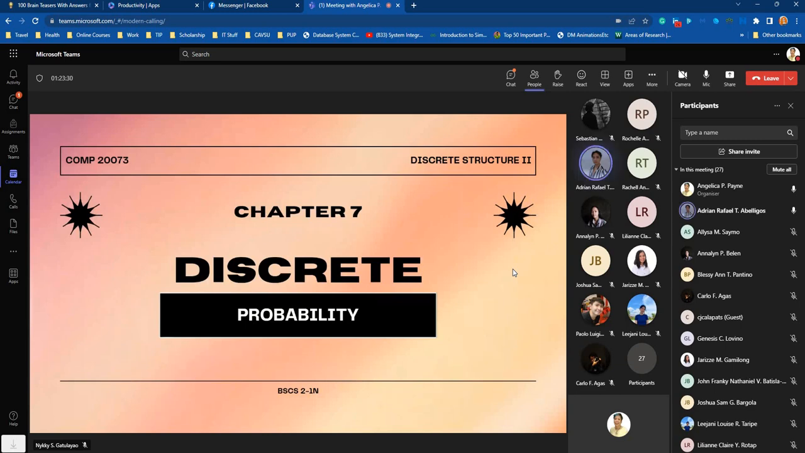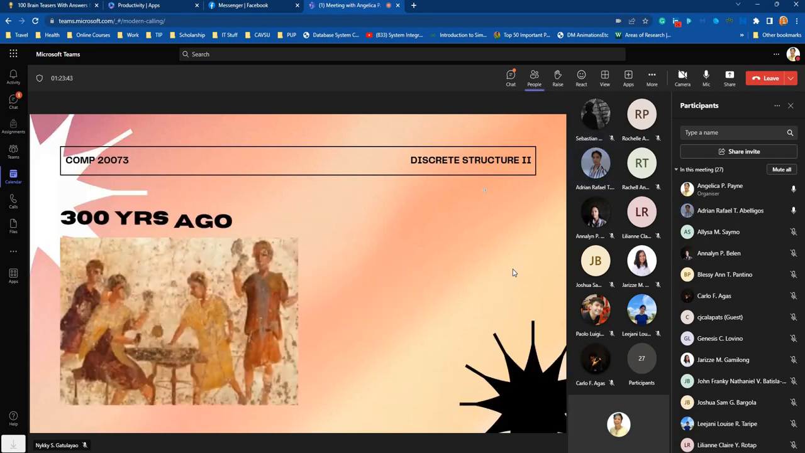And we will be tackling some key terms that are important in learning chapter 7, which is the discrete probability. Next slide. And let's take a look back at where probability came from. The theory of probability was first developed more than 300 years ago when certain gambling games were analyzed. Although probability theory was originally invented to study gambling, it now plays an essential role in a wide variety of disciplines.